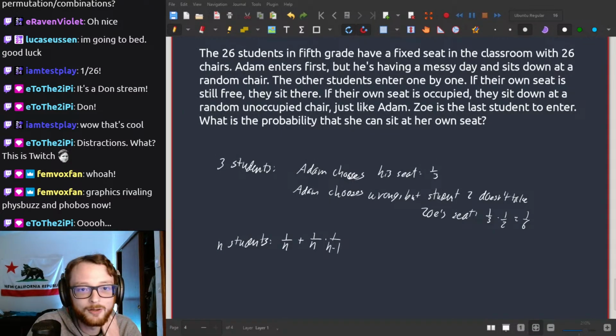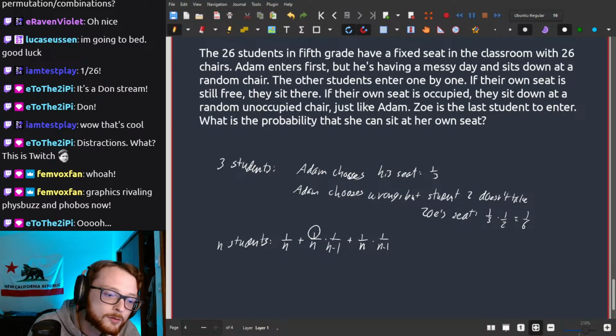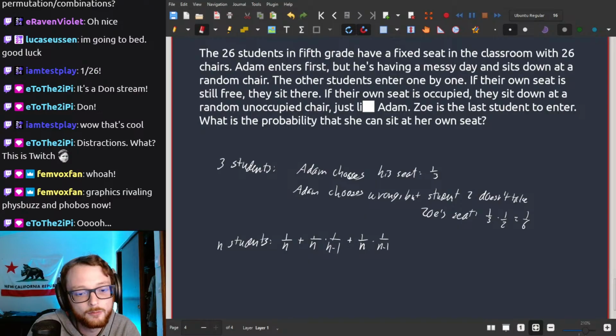Be cool to figure out this problem here. What's the end game for this summation? Ooh, wait, is that one? I think it's n minus one.